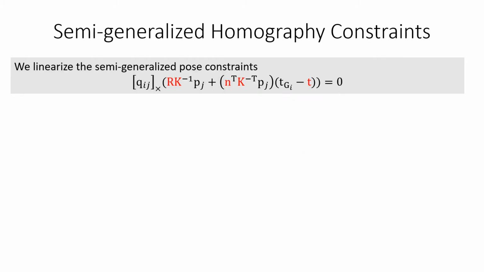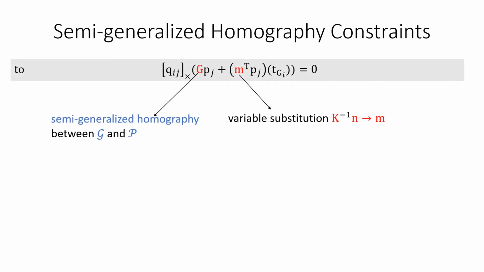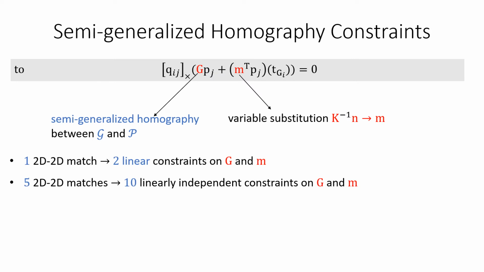So, in order to simplify this polynomial system, we use the semi-generalized homography matrix in order to linearize the semi-generalized pose constraint, followed by a simple transformation of the plane vector. We call this the semi-generalized homography constraint. Each match then gives us 2 linear homogeneous constraints on the semi-generalized homography matrix G and the plane vector M. Thus, we have in all 10 linearly independent constraints on G and M from 5 2D to 2D point matches.